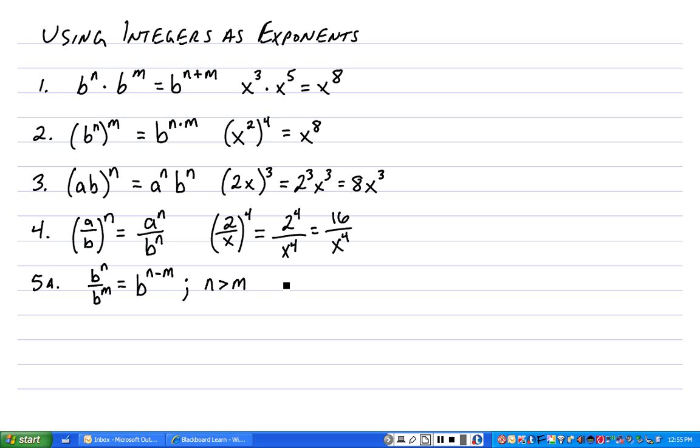So let's say we had x to the 5th over x to the 3rd. We have the same base of x. So since the base is the same, the answer is going to be x, and it's going to be 5 minus 3, which is 2. So your answer will be x squared. Okay, 5b.